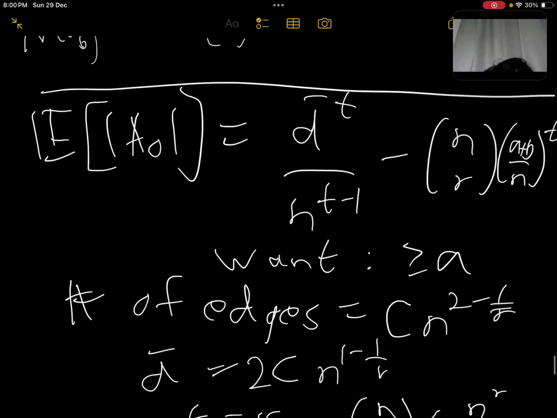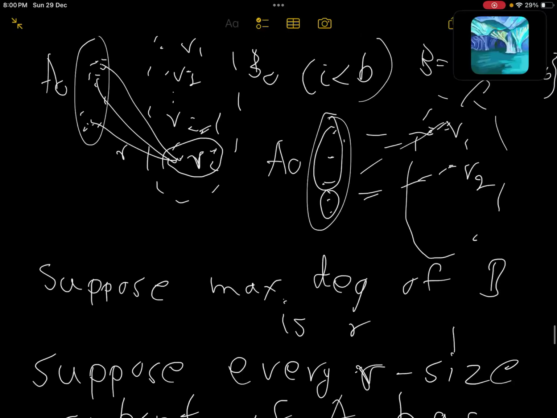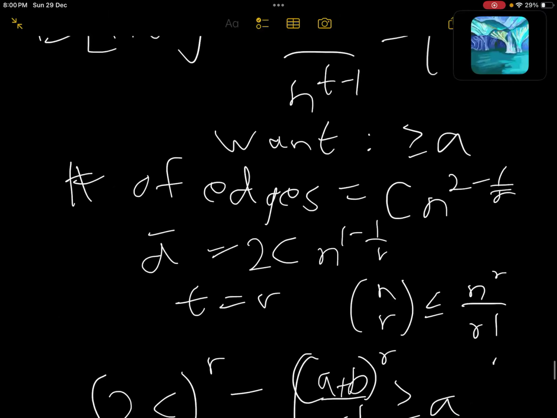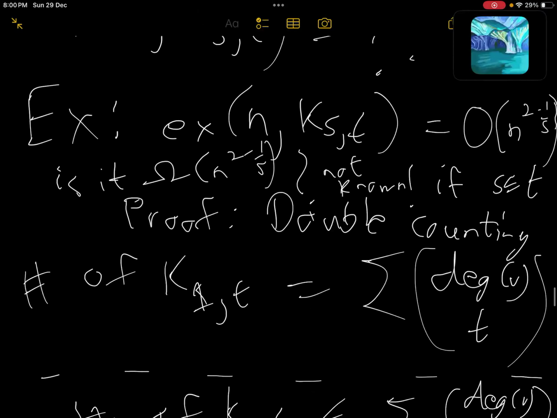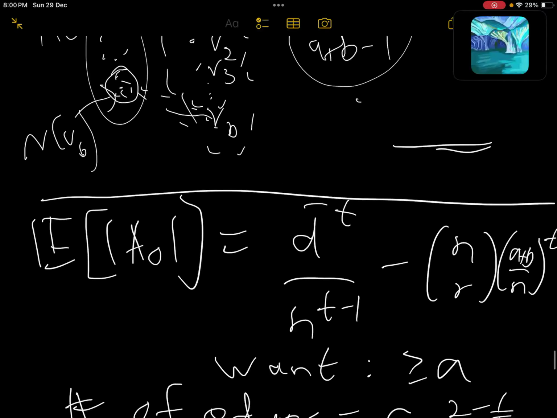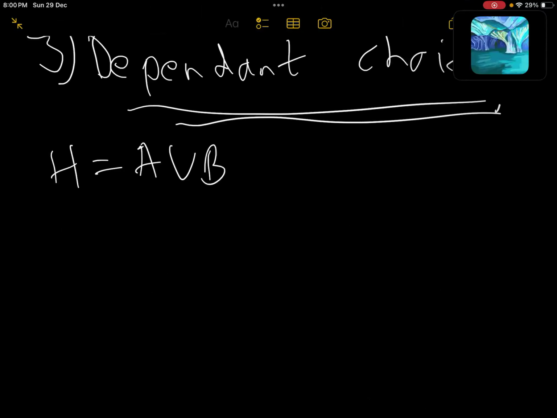For some reason, everything below this has gone. Wait, could you just write the final result? Yeah, I've written it. Did I not write it? Okay, I've not written it. The final result is: if H is bipartite, I'll just write it as A union B comma E.